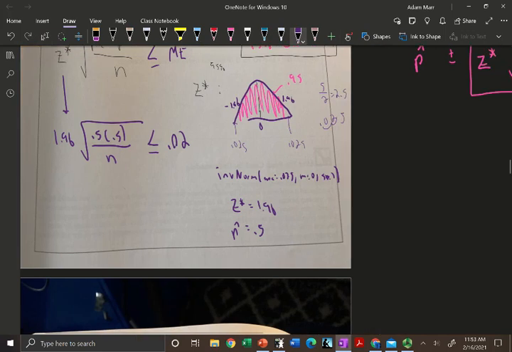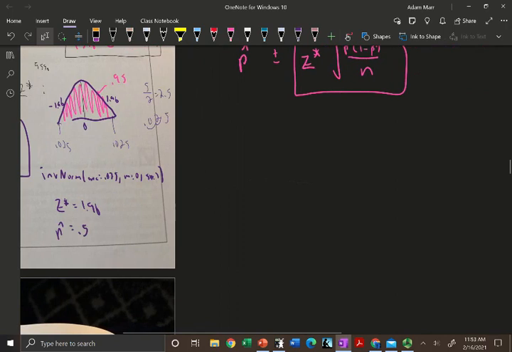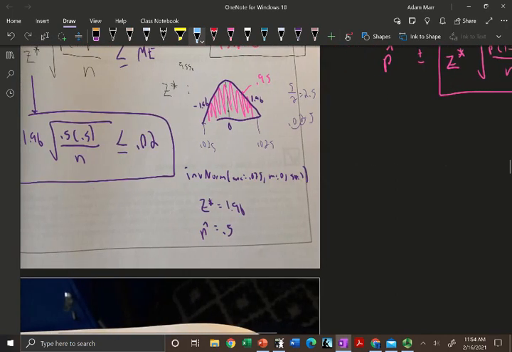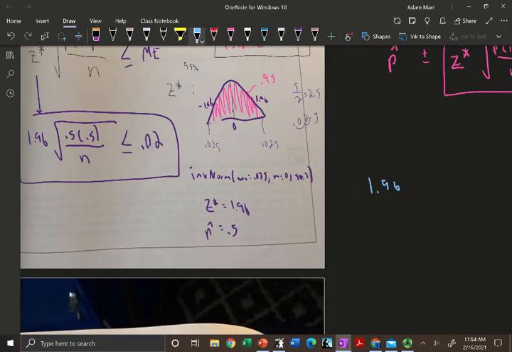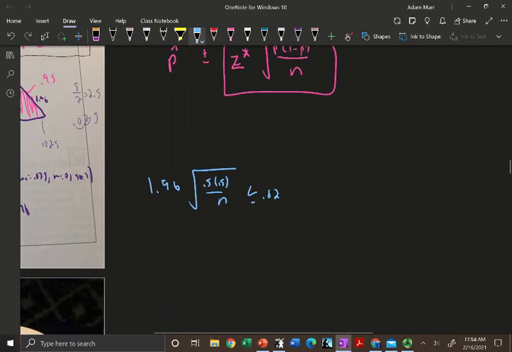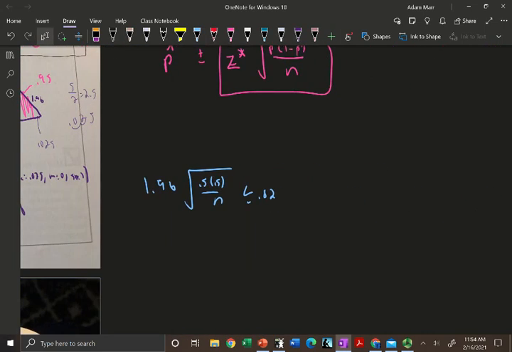All right, so I'm just going to take this equation right here and just solve it. I'm going to write it over here if you don't mind. So that's going to be right here, 1.96 times the square root of 0.5 times 0.5 over n, less than or equal to 0.02. There we go. All right, we're going to solve it. So what you should do to get the most accurate n value is don't actually use your calculator until the very end. Just go ahead and solve first.